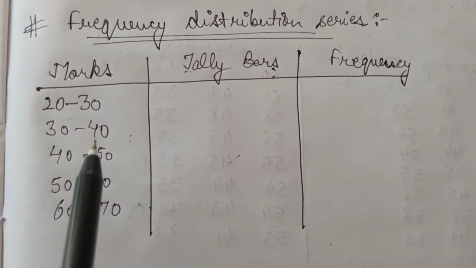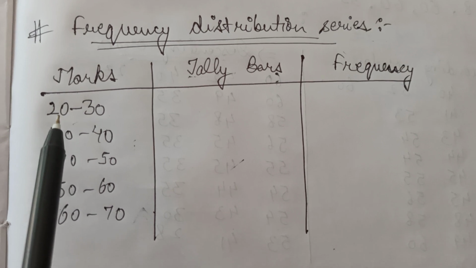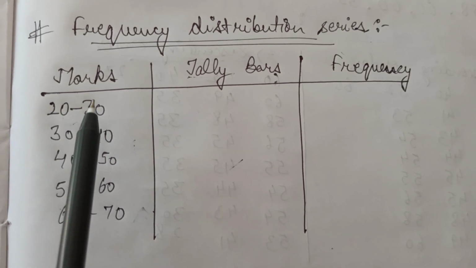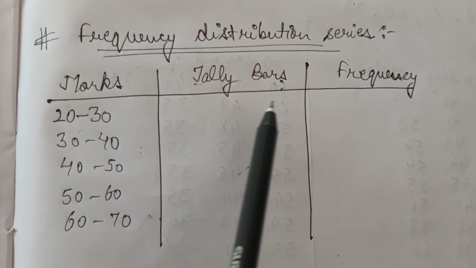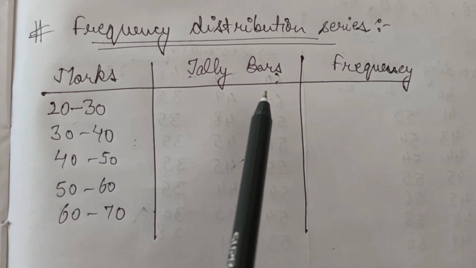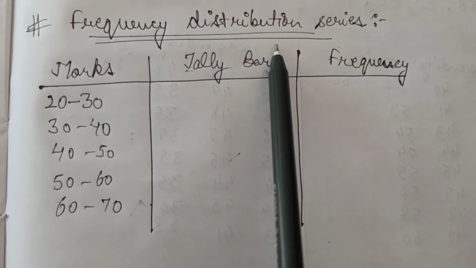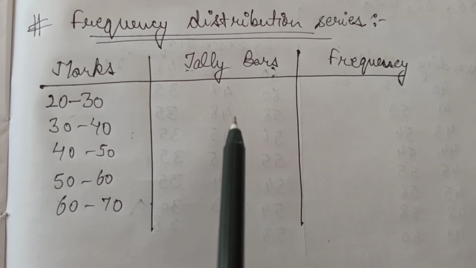अब इसको continuous series क्यों कहा जाता है, like you can see over here, फर्स्ट जो इंटरवल है उसमें 20 to 30 जितने भी बच्चों के मार्क्स आए हैं, we will mark over here, that is in the frequency and the tally bars. This column is optional in case of frequency distribution series. It is not compulsory to make this column also.